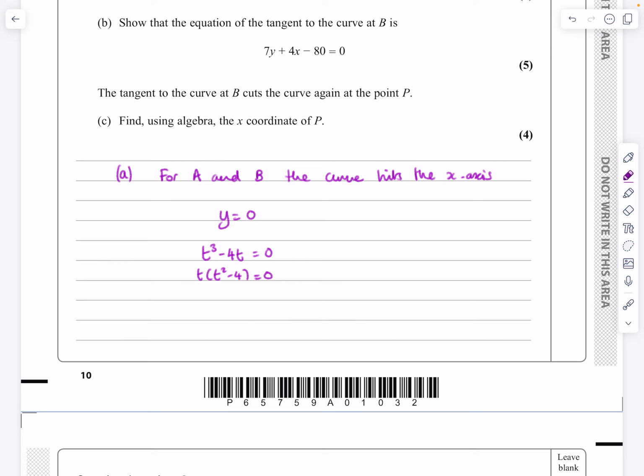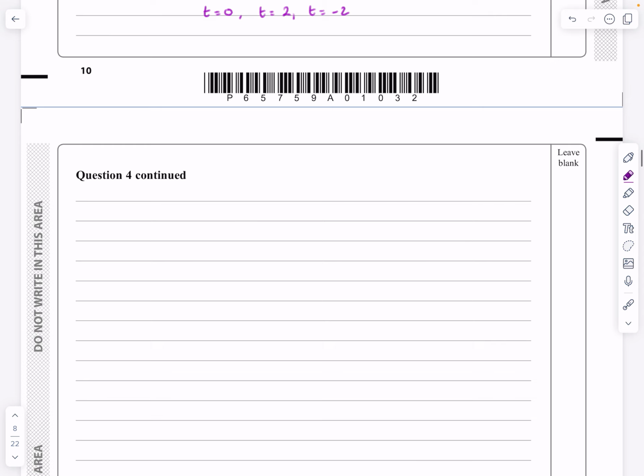Everybody should recognise that t squared minus 4 is the difference of 2 squares. In fact, let's just slow that down a bit. So before I do the answer, say t minus 2, t plus 2. But then we're going to get t is equal to 0, t is equal to 2, t is equal to minus 2, and that will correspond to A, B, and the origin. We want to work out which ones are which.